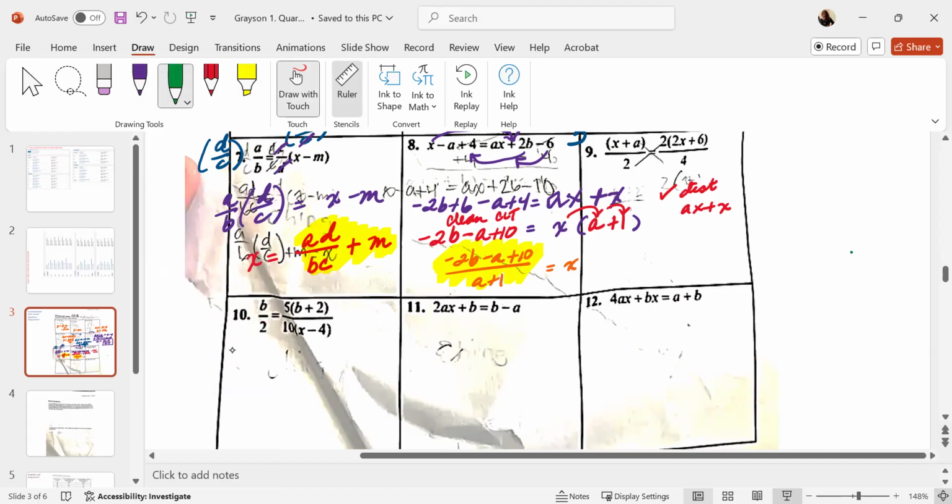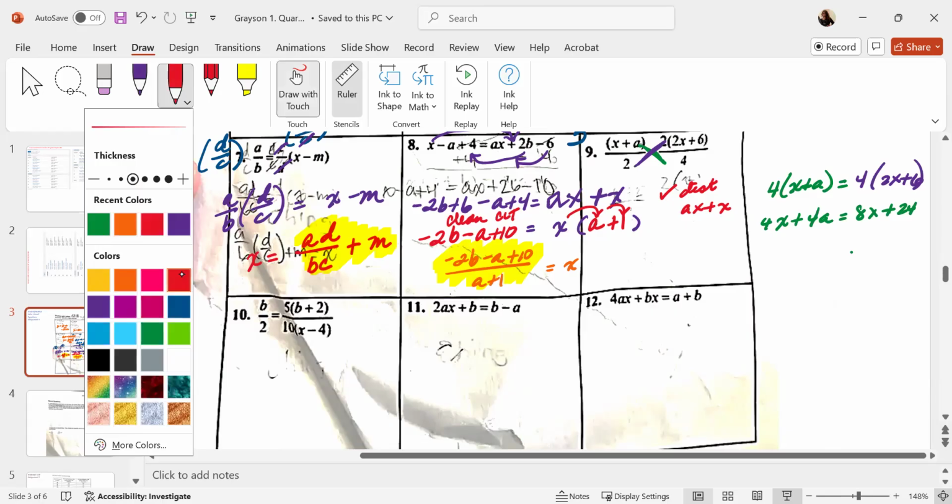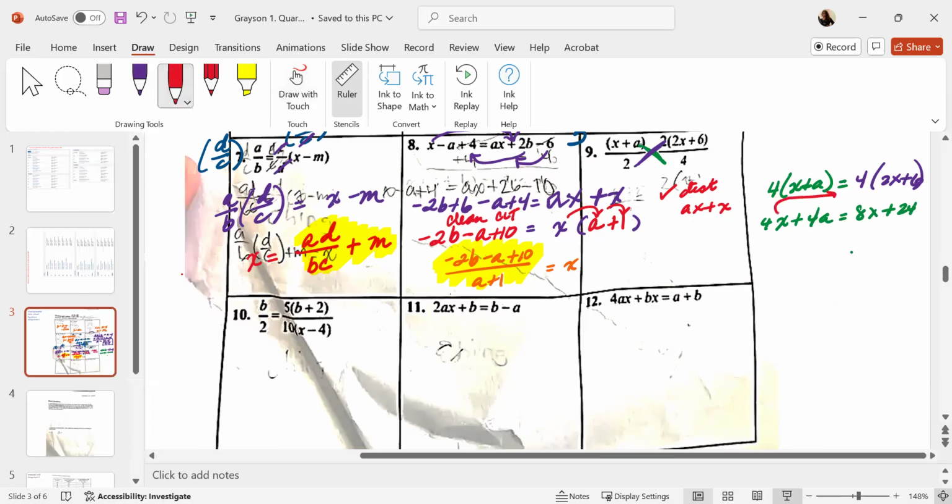Multiply this because whenever you see parentheses, let's multiply this part in the green, which is 4 times x plus 4, parentheses 2x plus 6. So then distribute, 4x plus 4a, 8x plus 24, right? Our goal is to solve, so you want to move the smaller x. I'm going to move this one over this way and the 24 this way, right?